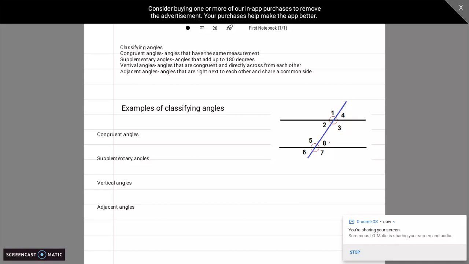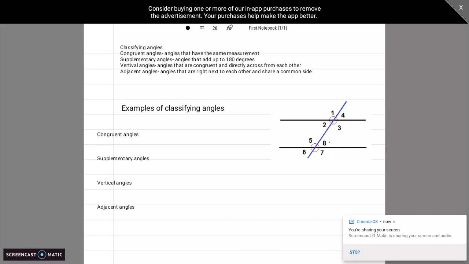Hey guys, welcome back. Today we're going to make a continuation video of me classifying different angle measurements. I already have a video on my channel that pertains to this matter, but today I'm just going to go over some of the more simple relationships that you might see.